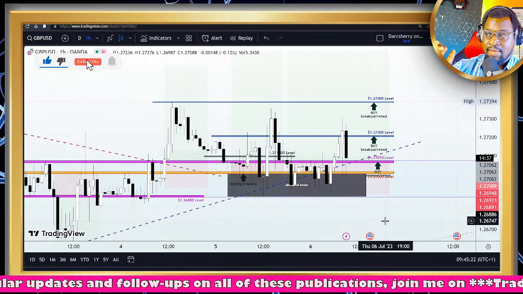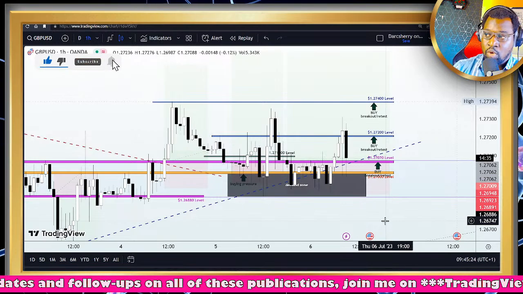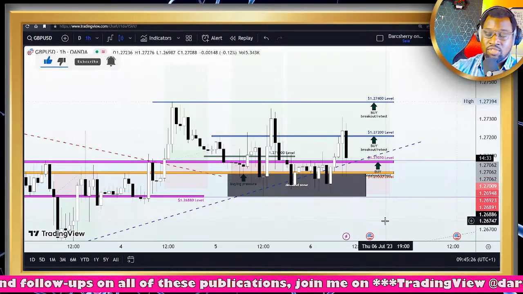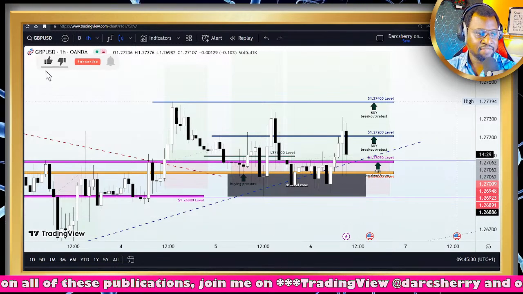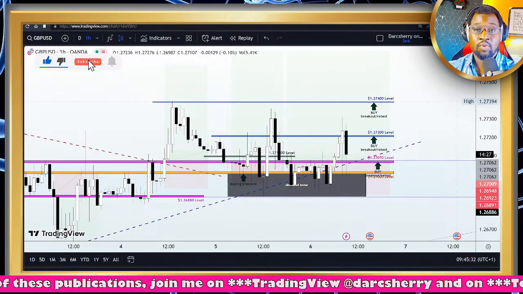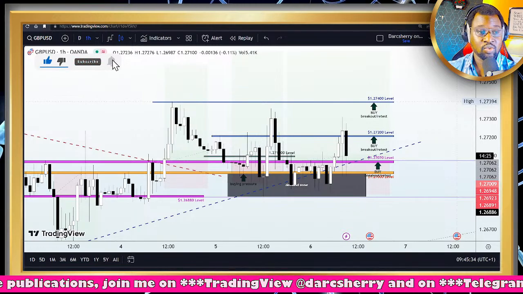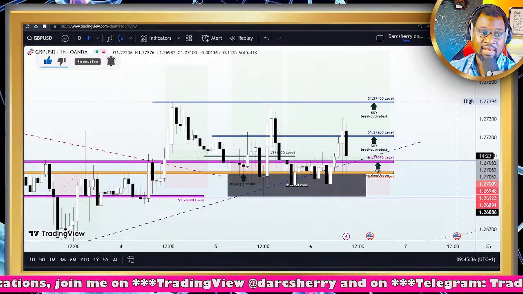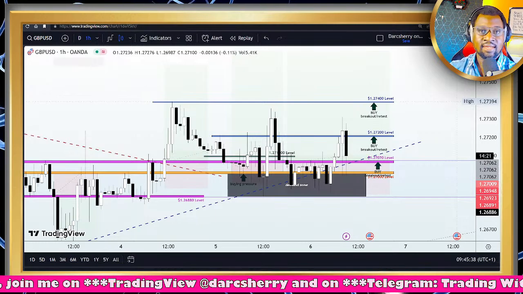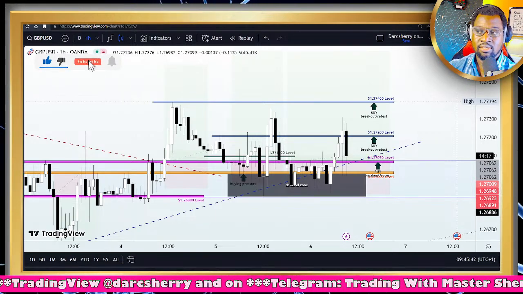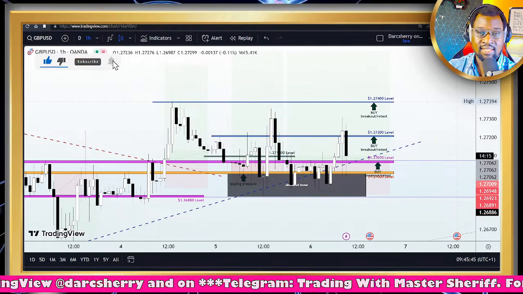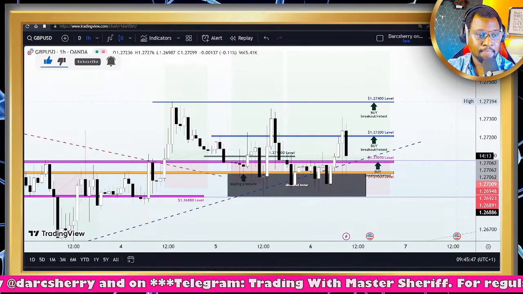So at this point in time, let's have a buy stop order above the 1.272 and of course the 1.274. So that is my view here on the GBP USD. If you have any questions whatsoever, feel free to let me know in the comment section. I will take the next 10 to 15 seconds to see if there are any questions, and you can use that time to mark these levels out on your chart.